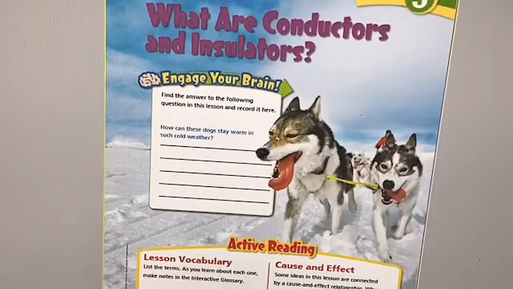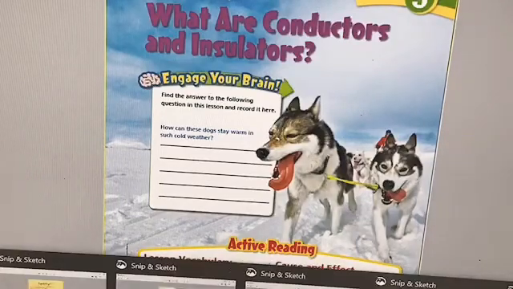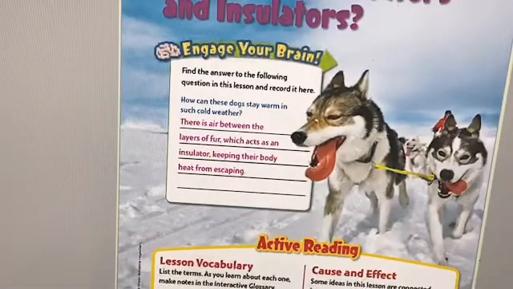Yes, they have air between their fur. And we said yesterday that air is the best insulator. What do I mean by insulator? Let's see first the answer. Yes, this is the answer. So there is air between the layers of fur which act as insulator, keeping their body heat from escaping.